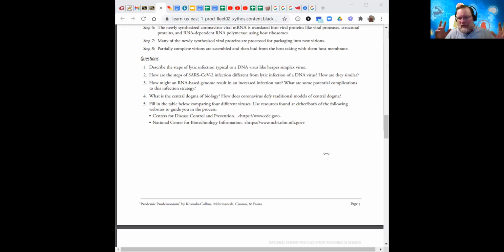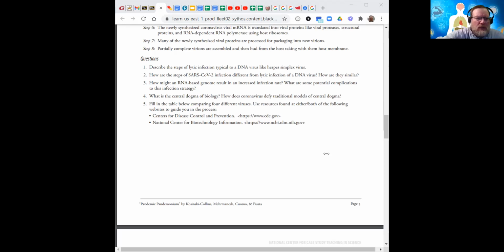So coronavirus, again, defies the central dogma because it doesn't need that DNA, doesn't need to get into the nucleus, doesn't need to affect the DNA. It makes its own RNA into more RNA, translates using our own ribosomes and rough ER. So there's no need for any type of DNA template.